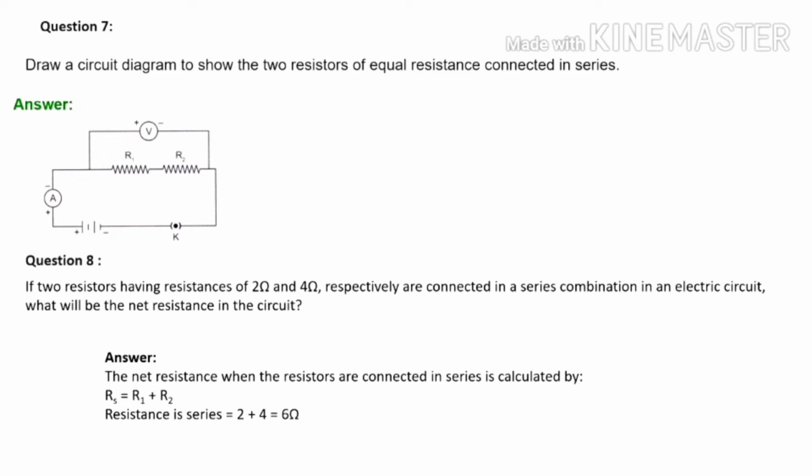After that, next problem. If two resistors having resistance of 2 ohm and 4 ohm respectively are connected in a series combination in an electric circuit, what will be the net resistance in the circuit? In series, you already know the equivalent resistance equals R1 plus R2. So 2 plus 4, 6 ohm. Next problem.